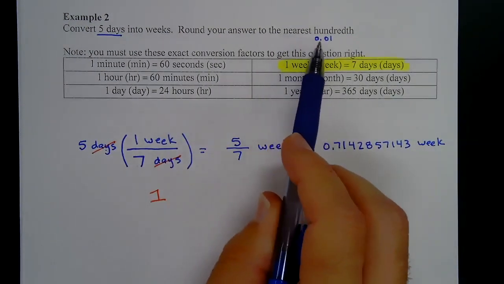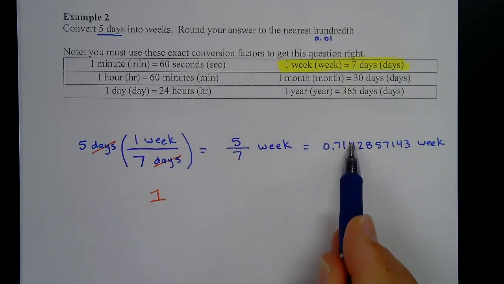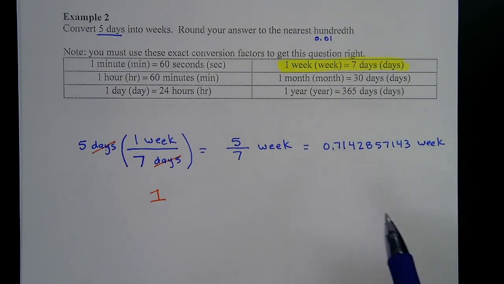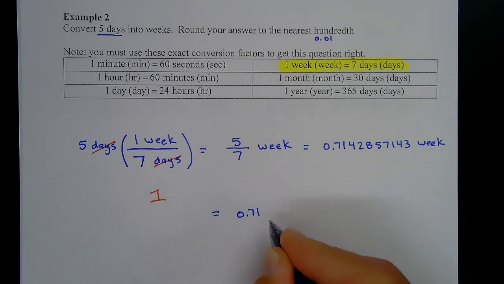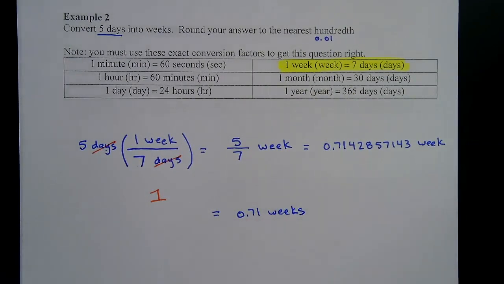Now what did I ask you to round? To the nearest hundredth. So that's 2 decimal places, right? So that 4, if this was 5 or bigger, then we round up, and that 1 would become a 2. But this is just equivalent to 0.71 weeks. And that's all you would have to do.